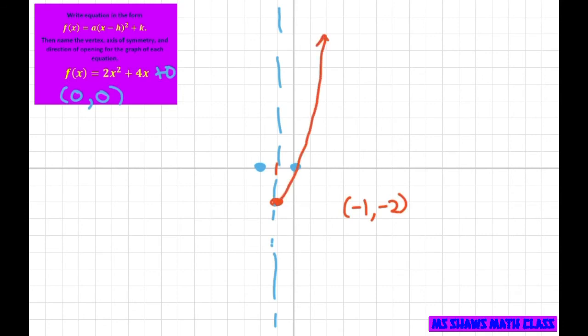You can also see the direction of opening if you have your y-intercept, and I'm just sketching it here, because once you find your y-intercept, that's from the vertex, it tells you if it's going to open up or down. So this is x equals negative 1, and that means the axis of symmetry is when you fold this quadratic equation along the line, it should match up.